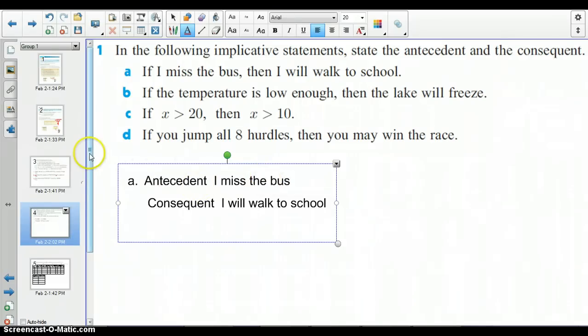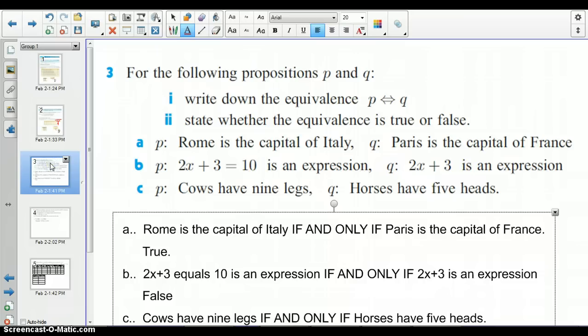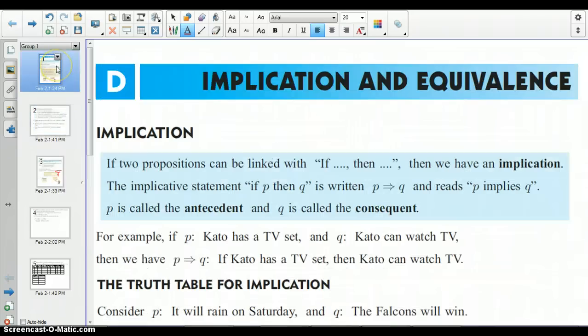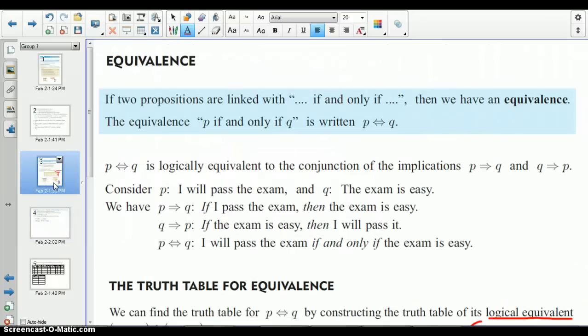So, that is section D, which deals with implications and equivalences. You're ready to discuss. Also, I hope this helps, so you can now go ahead and do the homework that's assigned for tonight.